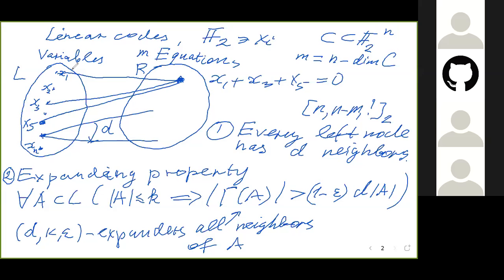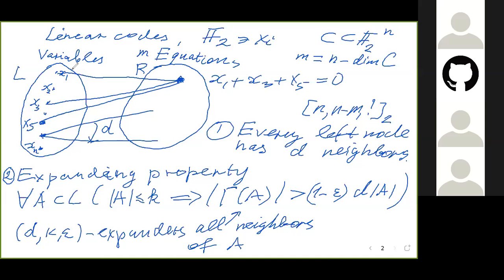And we will construct such a graph where K is a certain fraction of N. Say K is 1 over 1,000 times N. So all the sets whose cardinality is much less than N get expanded, and we do not care what happens with other sets.